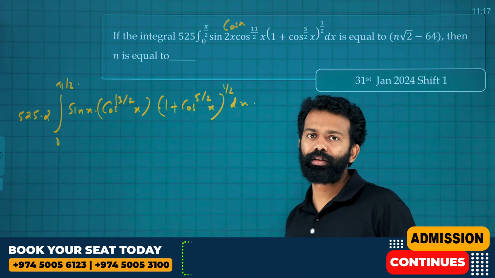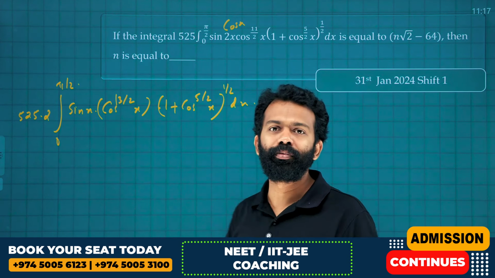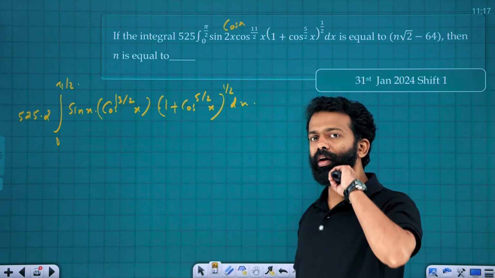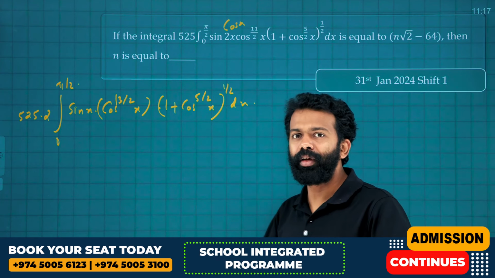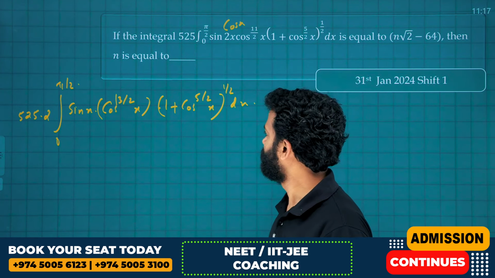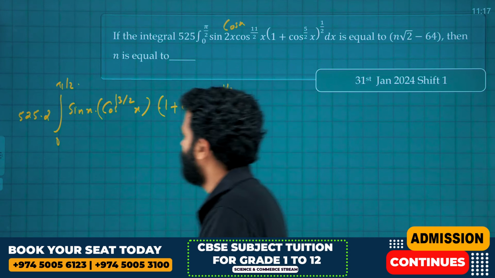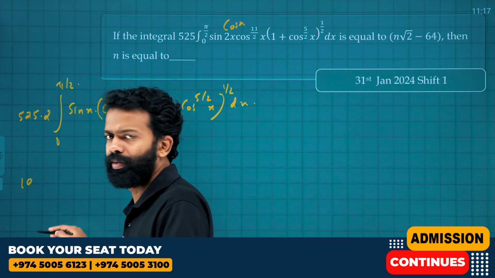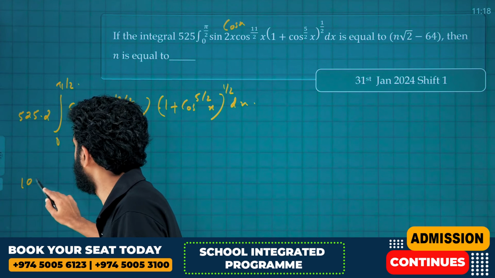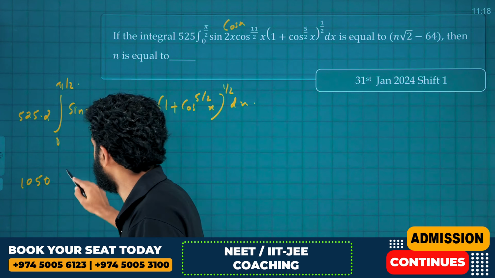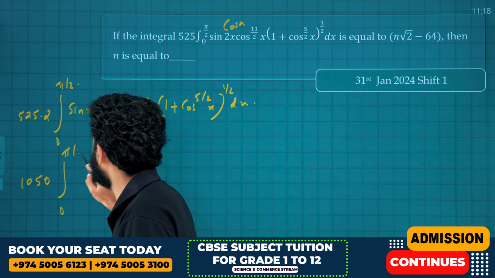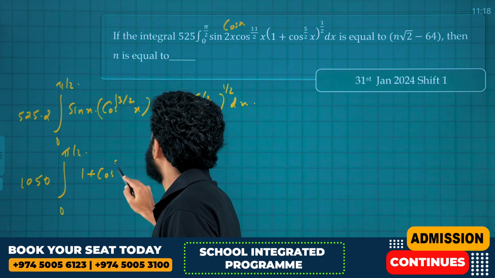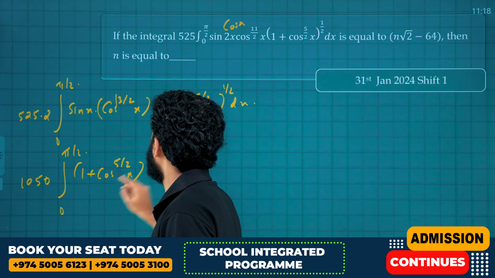So, how are you going to formulate this? Easy, put cos x equal to u. The derivative is over here, right? Or, there is one more thing, we can move a bit further. We can put cos x equal to u, that will work for sure, but let's check if there is another option also. It will be 1050 into the integral from 0 to pi by 2, and 1 plus cos^(5/2) x, the whole raised to 1 by 2.